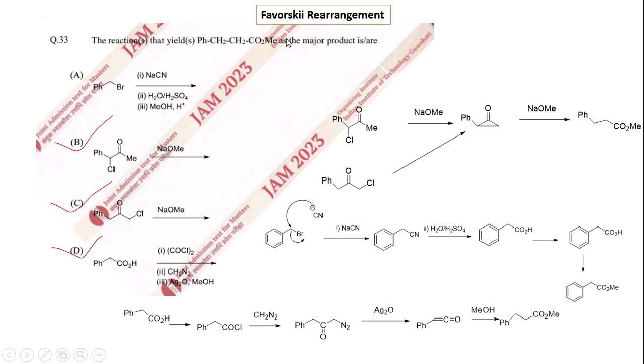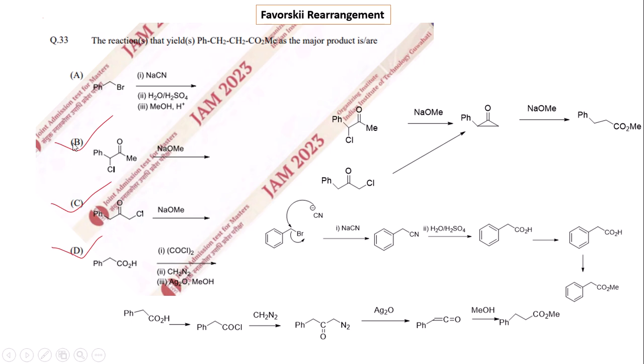This is the problem for the Favorskii rearrangement, where the benzyl bromide can react with sodium cyanide to produce the benzyl cyanide, which undergoes hydrolysis followed by esterification to give the methyl ester derivative, which does not match the given product, so this option is wrong. Again, the chloro derivative of the ketone compound undergoes Favorskii rearrangement to produce the cyclopropanone derivative, which on cleavage gives the product which is similar to the same substrate of option C.